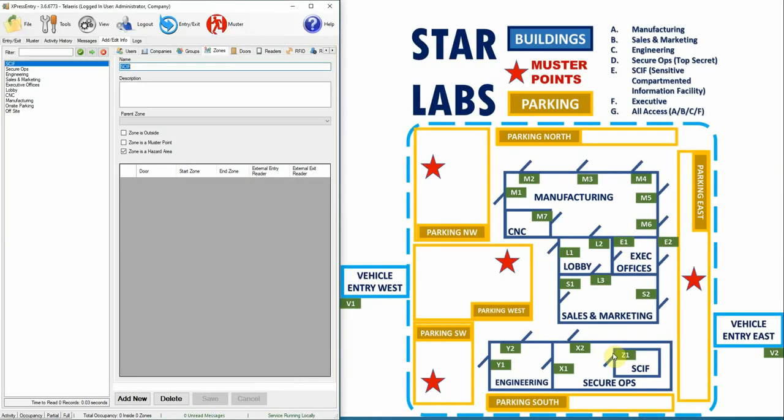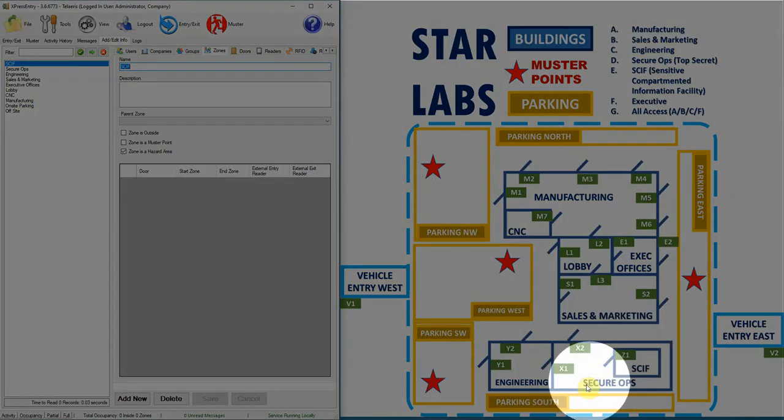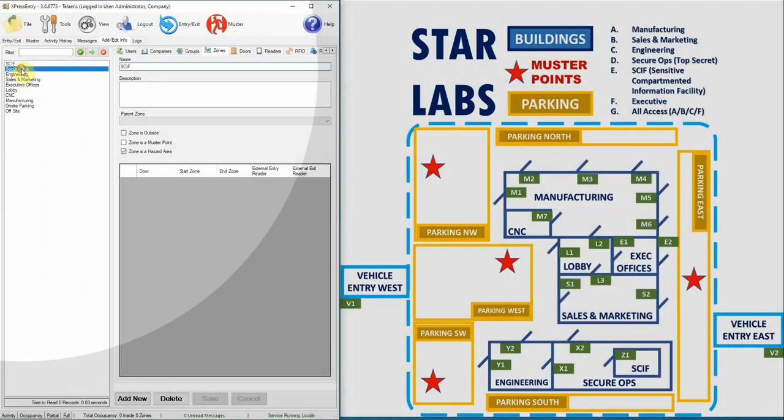Now, as you can see, I've created all the zones. You have the SCIF, and this is the sensitive compartmented information facility, which is right here. And you have secure operations, which is right here, and etc. I've created all the zones. And remember to mark all these zones as hazard because you need to account for employees within the internal zones.